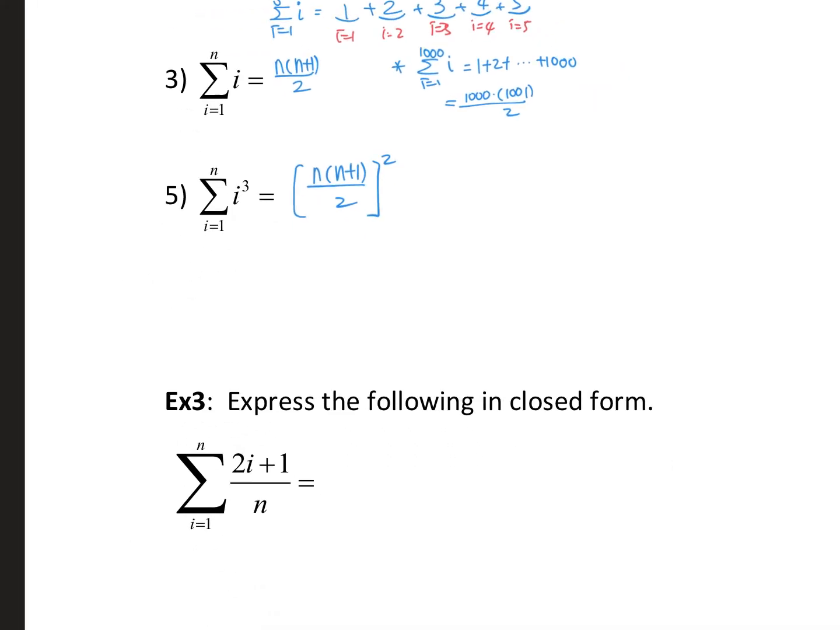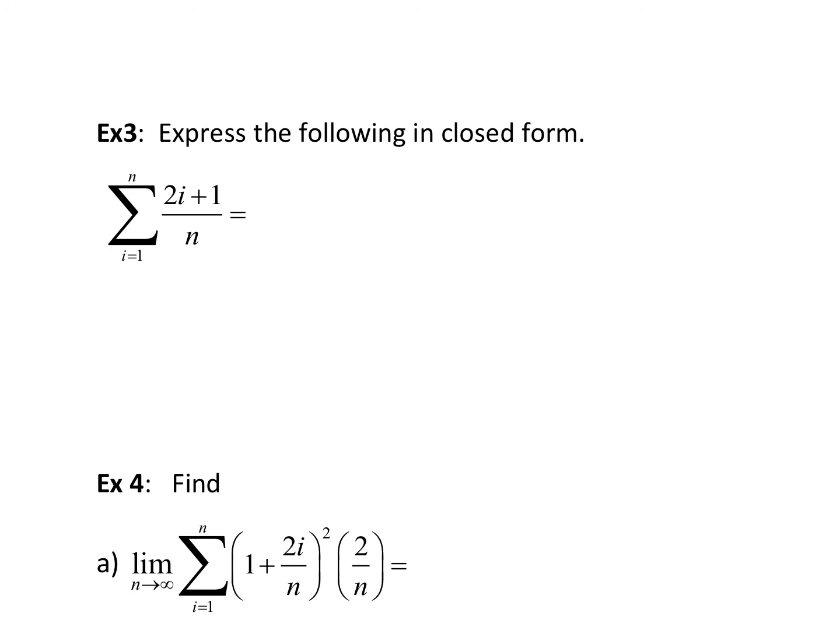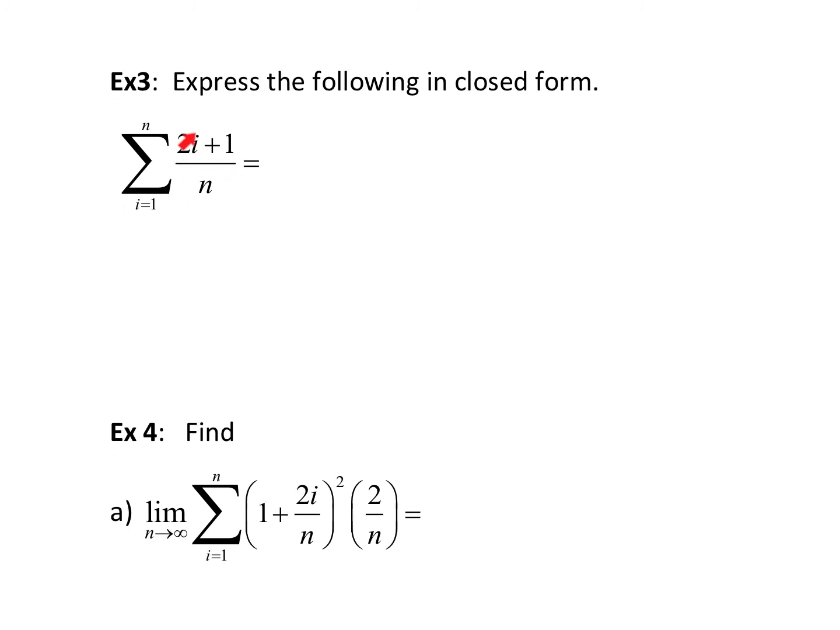All right, let's look at the next example. Express the following in closed form. So I have a more complicated situation here. But remember, this is just a sum, so basically we can regroup things in different ways. So here, what I can do is regroup them this way: sum of 2i over n, I goes from 1 to n, plus sum of 1 over n, I goes 1 to n. So I split this into 2i over n and 1 over n, right? And these are all added, so I can pretty much add however way I want.